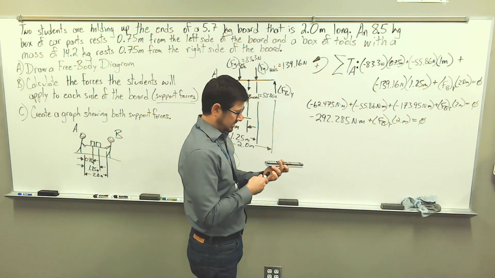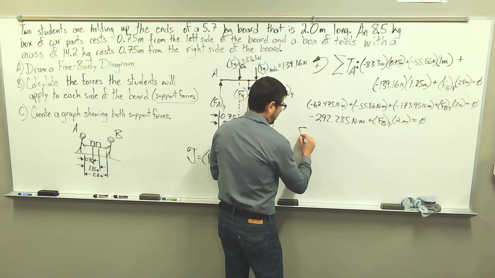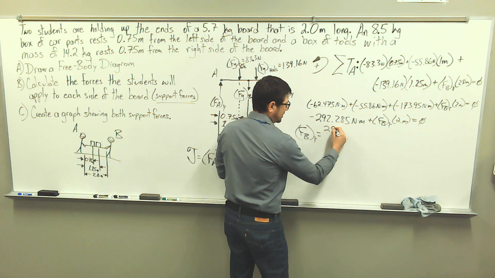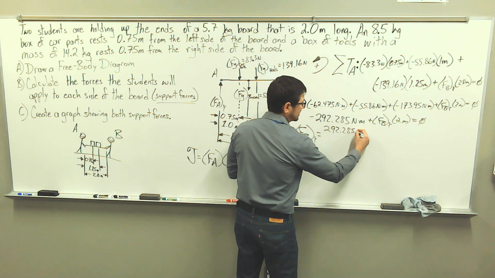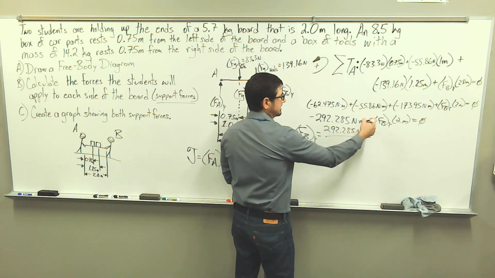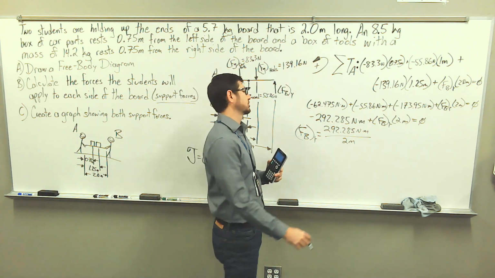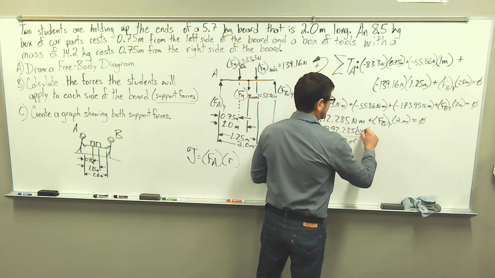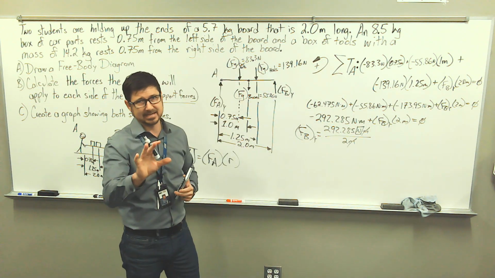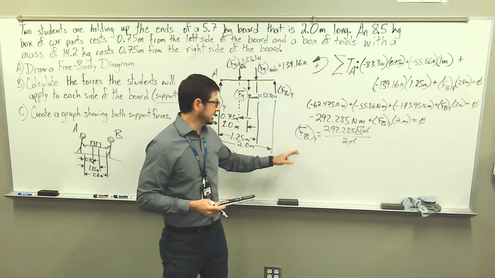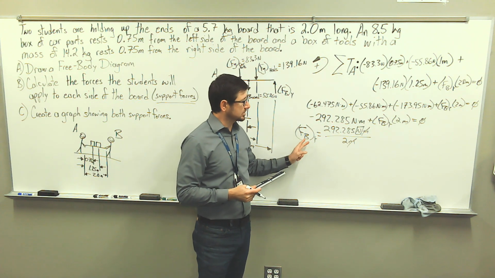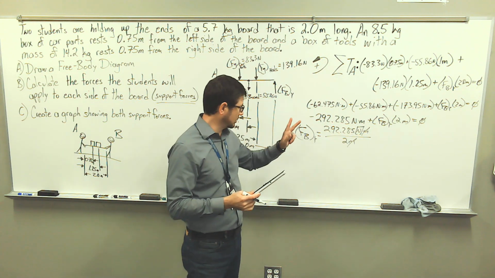So this is going to look like this. Support force B, F sub B sub Y, is equal to a positive 292.285 Newton meters. We're dividing this by 2 meters. As you can see, our units of meters are going to cancel, leaving us with units of newtons, and that's great because in the metric system, force is in units of newtons. So we're looking good there.